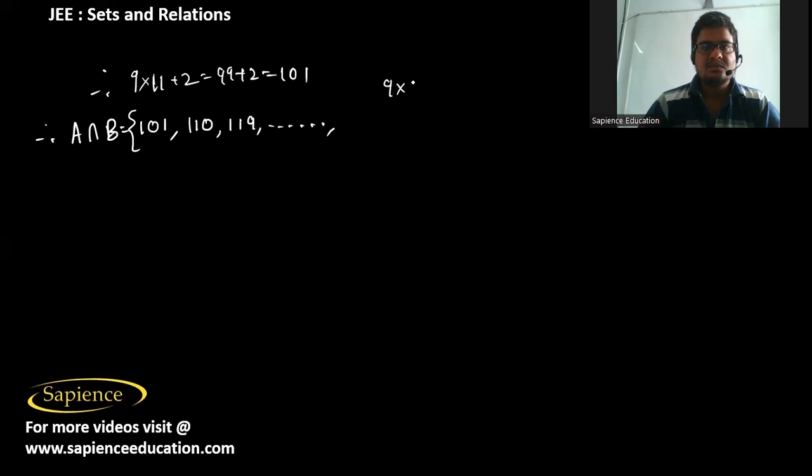Then it will go till 9 into 111. If you do 111 plus 2, then it will be 999 plus 2, but a 4-digit number will come. So it means 110 we should do. So it will be 992.